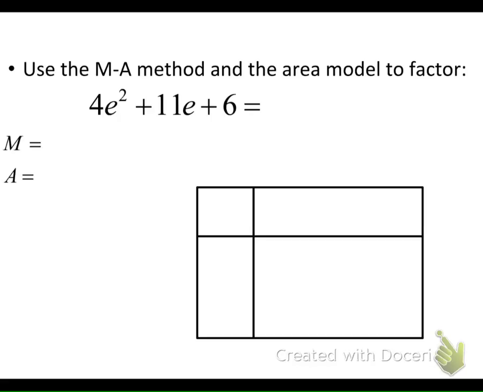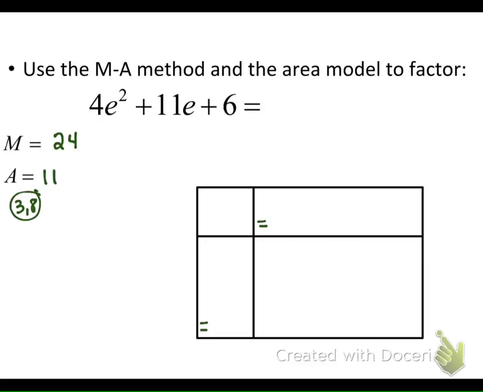So the first thing I need to find is my M. What's the M of this expression? 24. What's my A? 11. Okay. So then what's my MA? Okay. So 3 and 8. So I'm going to circle that because what do I do with the numbers that I just circled? What do they become, Darius? It's the area that goes in the top right and bottom left.